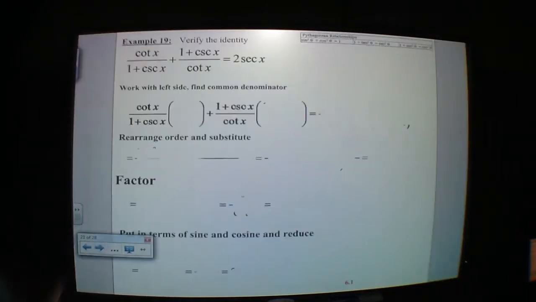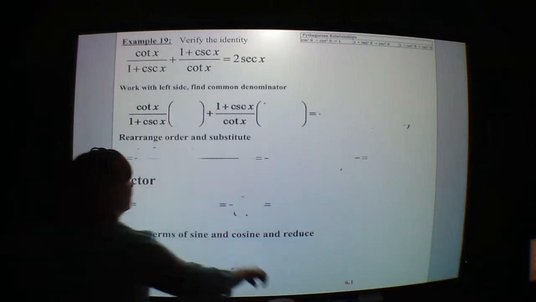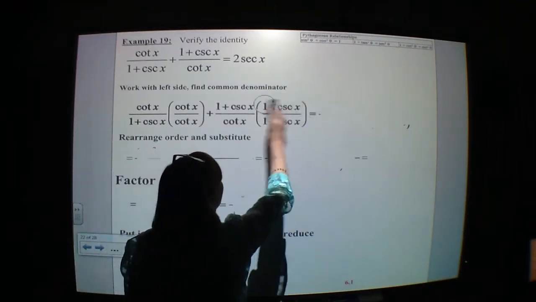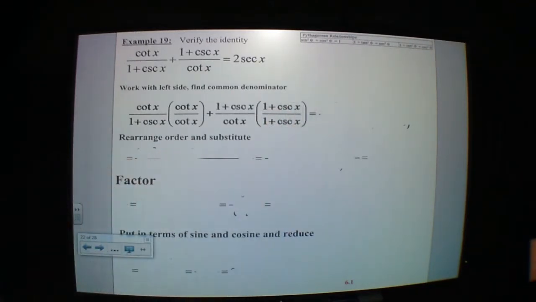Last example. The last example, verify the identity cotangent of x over 1 plus cosecant of x plus 1 plus cosecant of x over cotangent of x is equal to 2 secant of x. I would work with the left side. And just because I'm doing it this one way, it's not the only way to do it, just so you know that. I would work with the left side and find a common denominator.